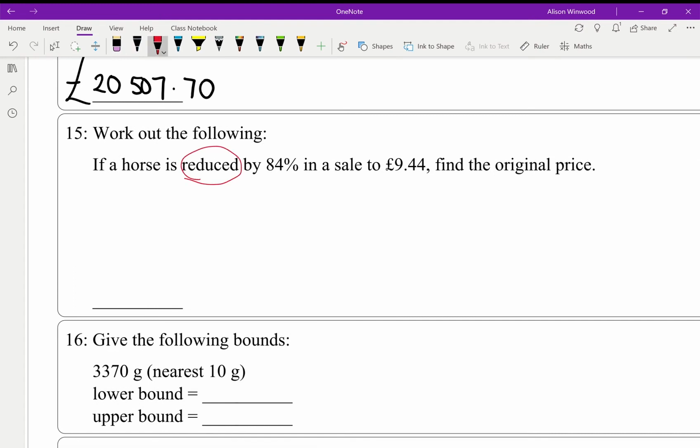Reduction, so subtract from 100, that's 16%. I don't know what the original price is, but I know in the sale it became £9.44. Opposite of multiply is divide. So the original price must have been £59.